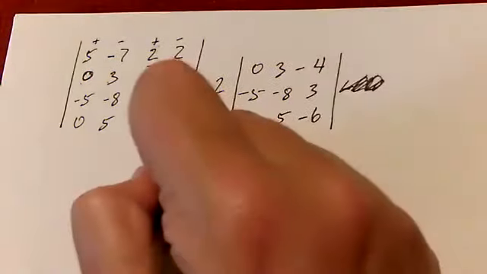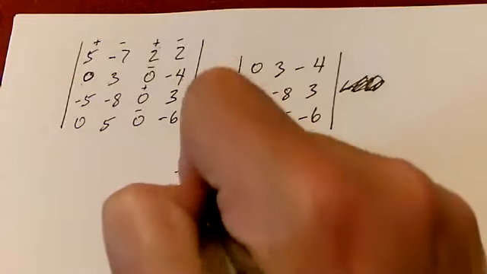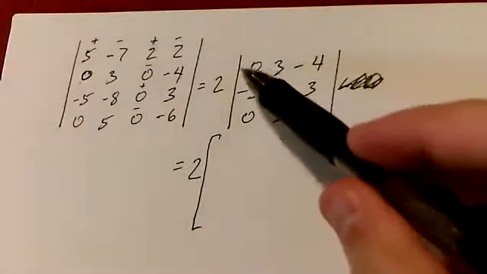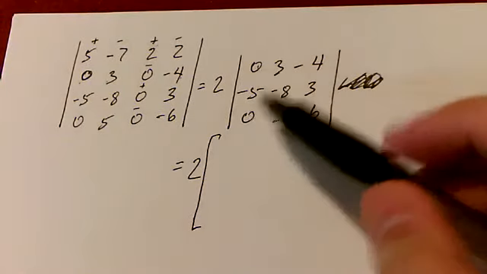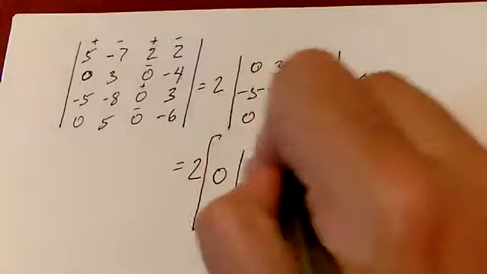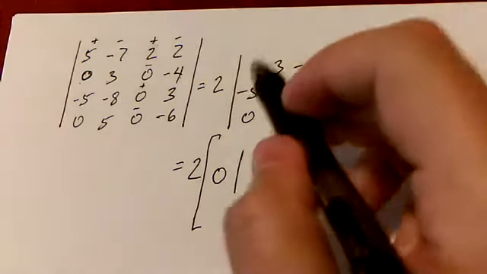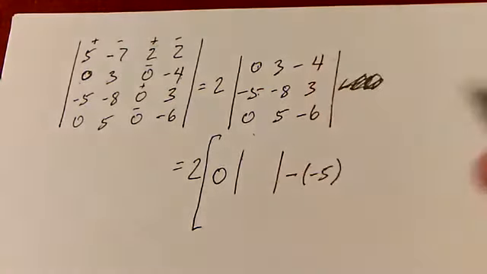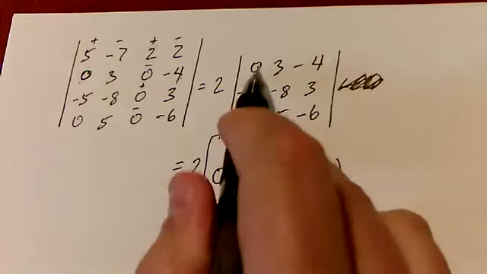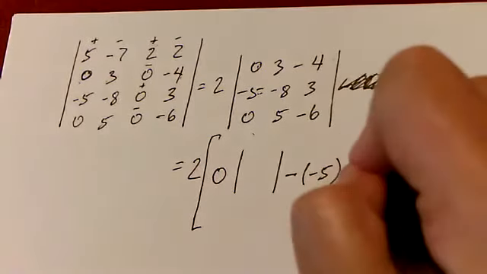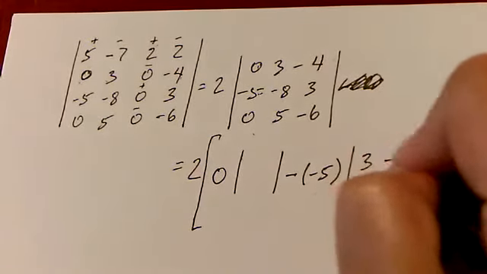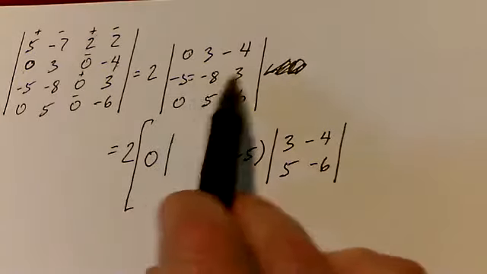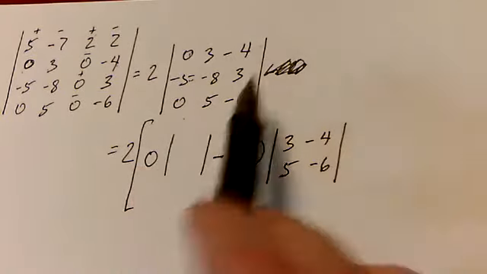Now I'm going to have this 2 that's in the very front. I'm going to make a big bracket to emphasize that it's separate, so I'll take care of it at the end. Now I'm going to do the cofactor expansion with this first column. So I'm going to have 0 times a 2 by 2 matrix. Remember, it's going to go plus, minus, plus going down. Negative, a negative 5. Again, ignore the row and column that it's in. So the matrix here is going to be 3, negative 4, 5, negative 6. Ignoring the row and column, 3, negative 4, 5, negative 6.